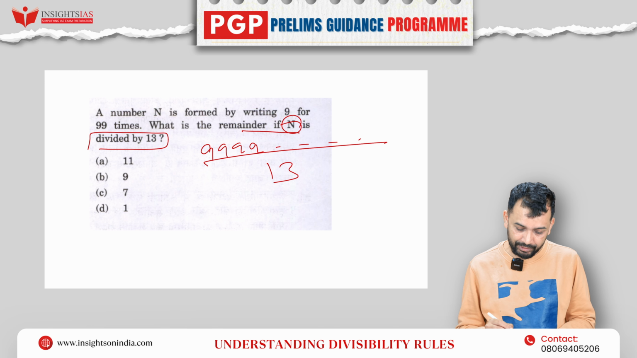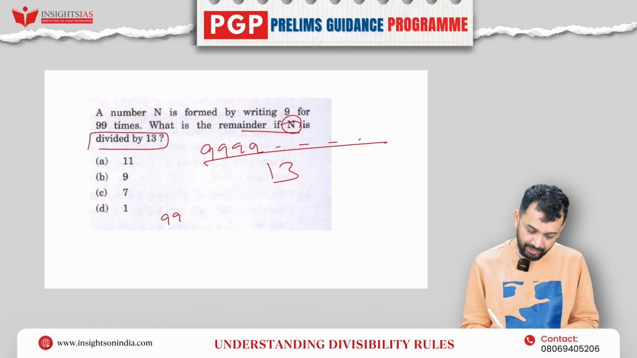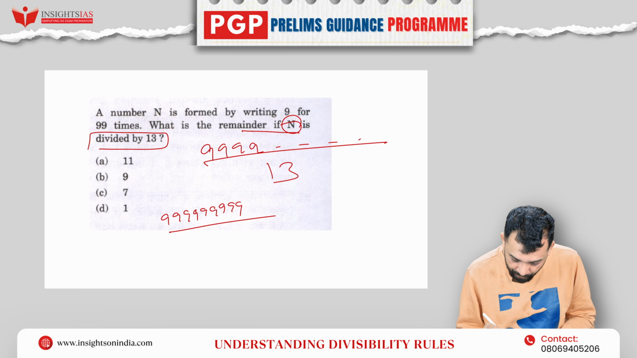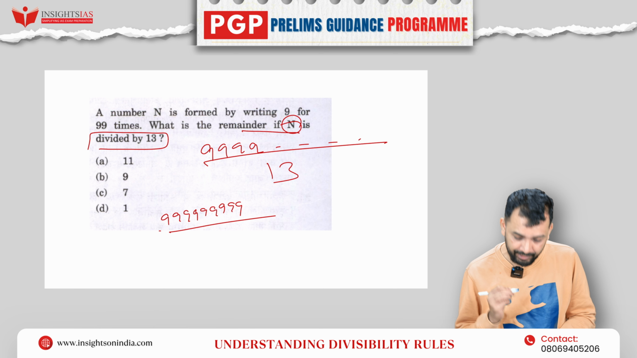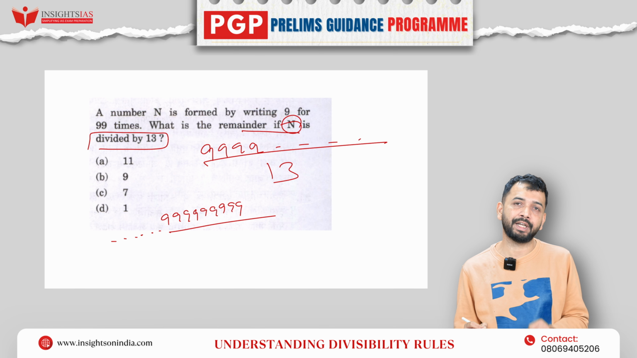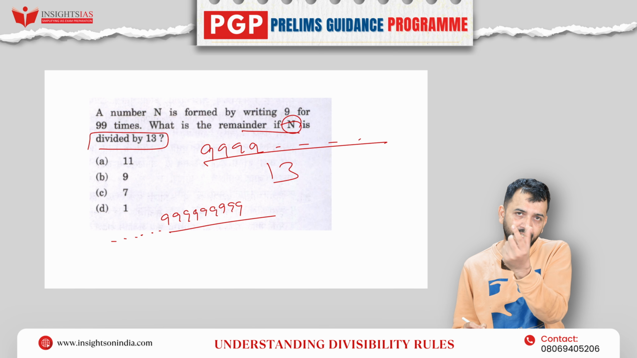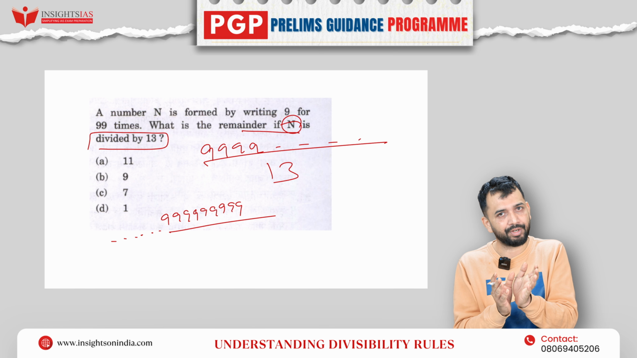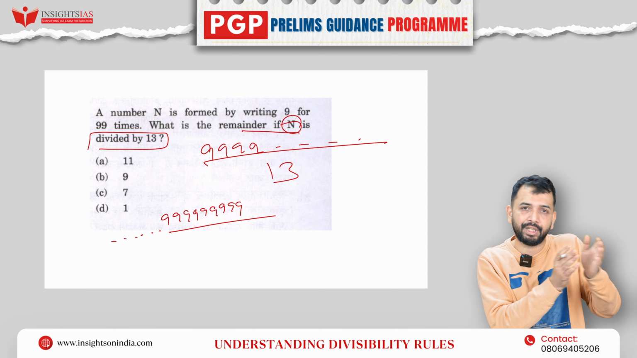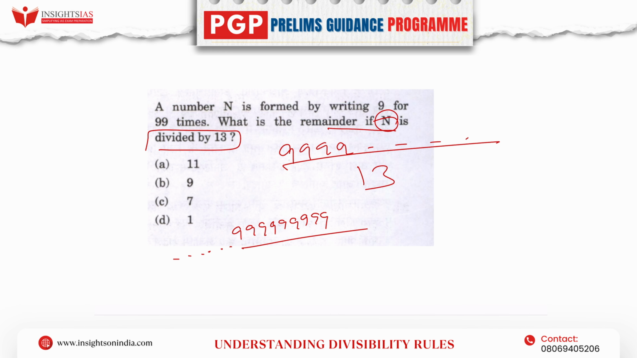Now, you understand the logic. I have written something like this: 9, 9, 9, 9, 9, 9. Something like this, right? Here also 9s are there. So, what is the rule for 13? I take a group of last 3 with the next 3 and find the difference. Again, I will add the difference with the next set of 999.